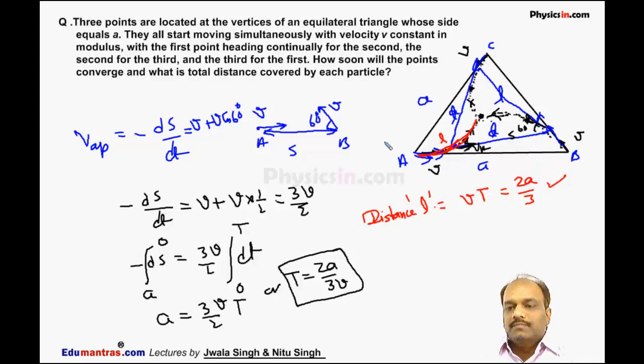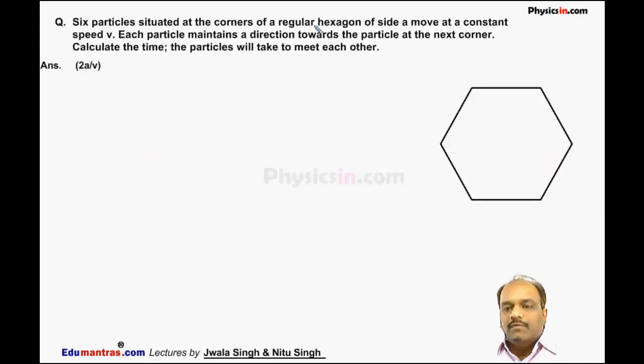This is the answer. Six particles situated at the corners of a regular hexagon of side length a move at a constant speed v. Each particle maintains the direction towards the particle at the next corner. Calculate the time when the particles will meet each other.